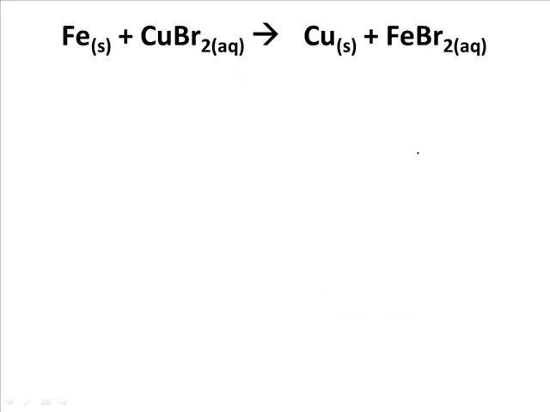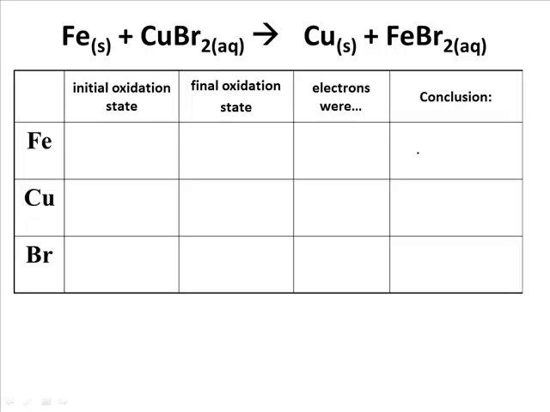This is the reaction of solid iron with an ionic compound, copper 2 bromide. When this reaction happens, the products are solid copper and iron 2 bromide. Take a second to determine which element was oxidized in this reaction and which element was reduced. If you'd like, you can still use a table to help you figure it out. Pause the video and start it when you're ready to keep going.